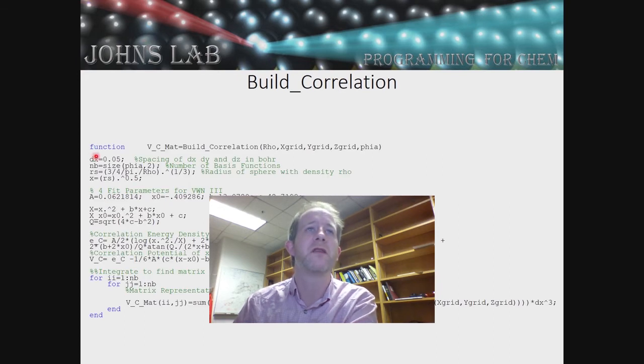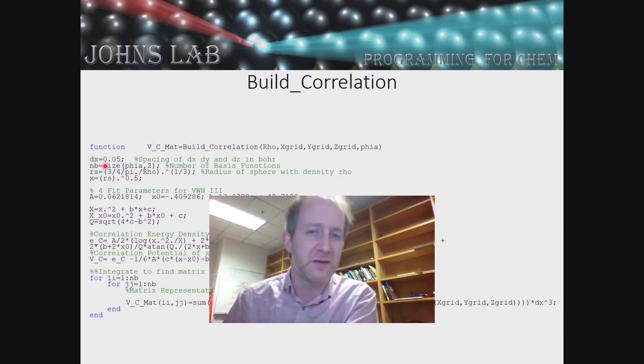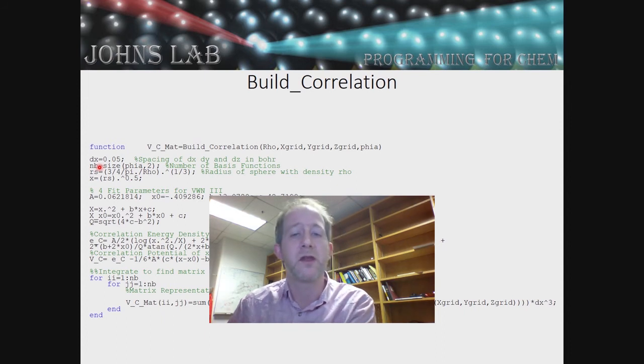Build correlation. It's a little bit longer. Same idea as the exchange matrix, just the mathematical form for the correlation energy density and correlation potential is a little bit larger. So again, we're going to take in our density, our grid, and our basis functions. We'll calculate the radius of spheres with density rho. We'll have x equal to the square root of that. We're going to take in 4 parameters that are fit from the VWN paper. And then we'll calculate these auxiliary functions.